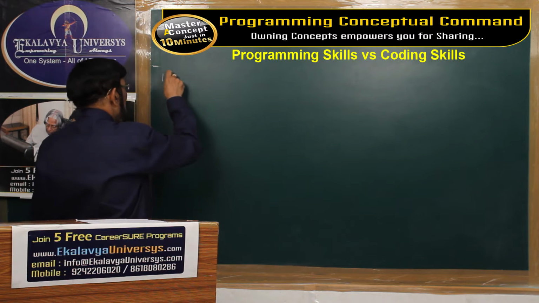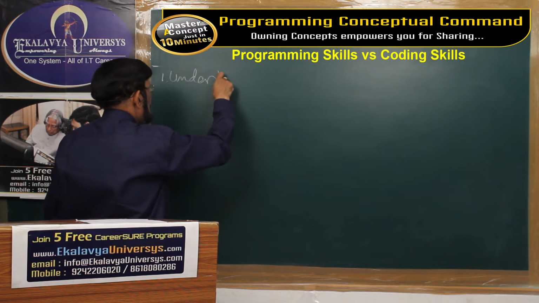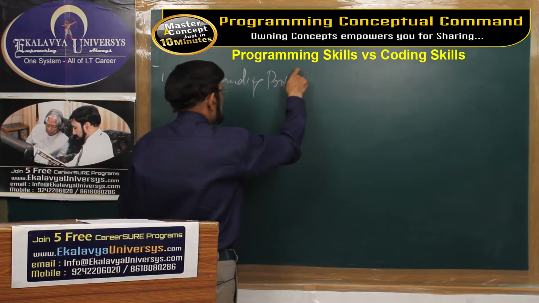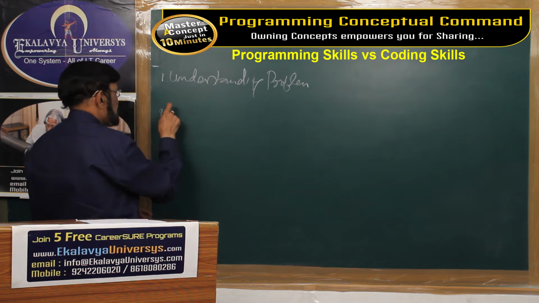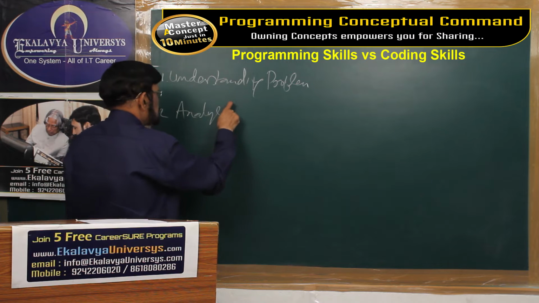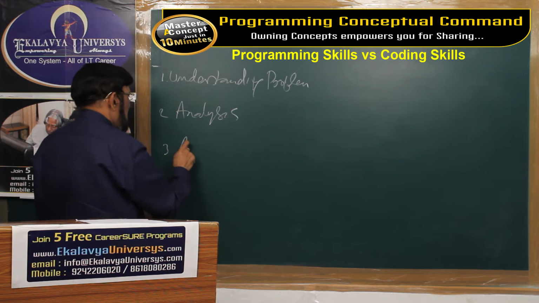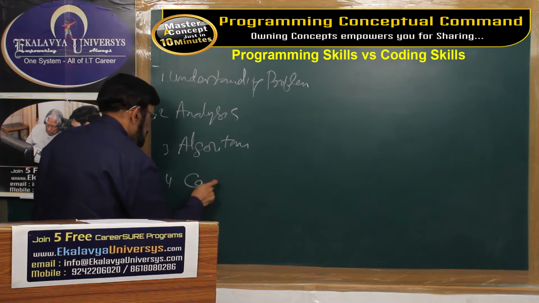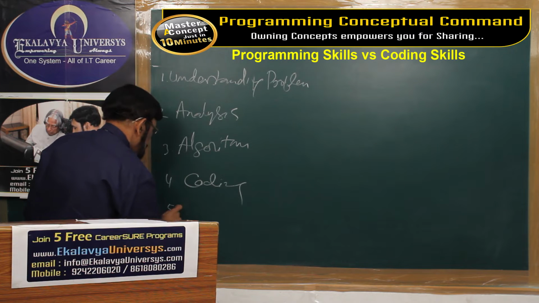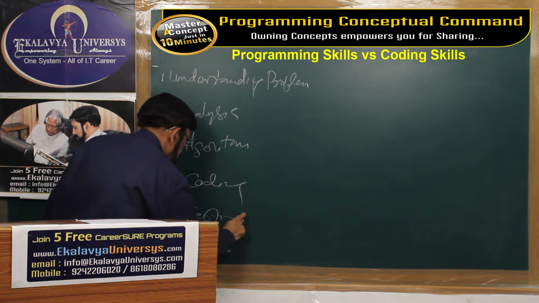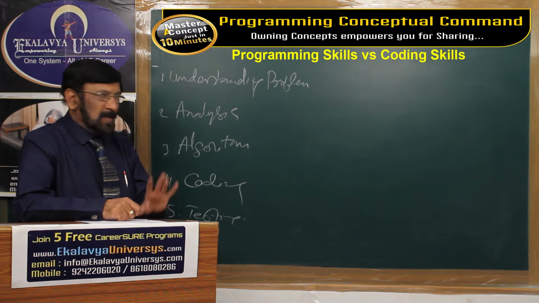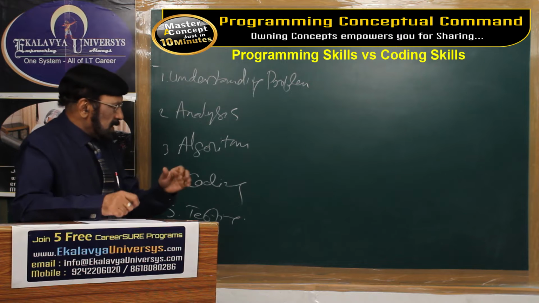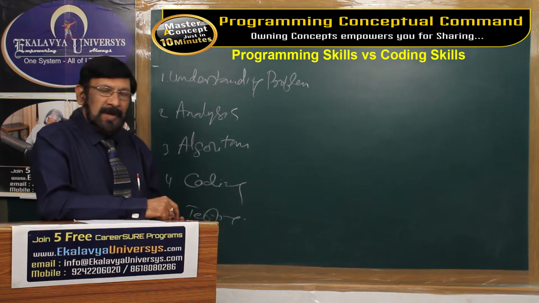First one is understanding problem. Second one is analysis. Third one is algorithm. Fourth one is coding. Fifth one is testing. These are five phases. Actually, for your information, you know all these phases. All these phases, it's a simple example I explain. Now, technically, with reference to software development, I am explaining.